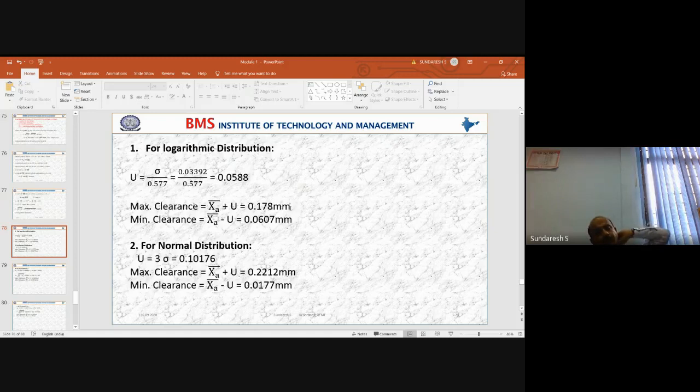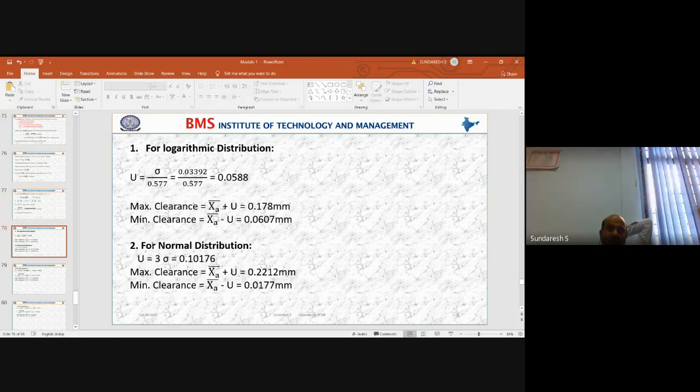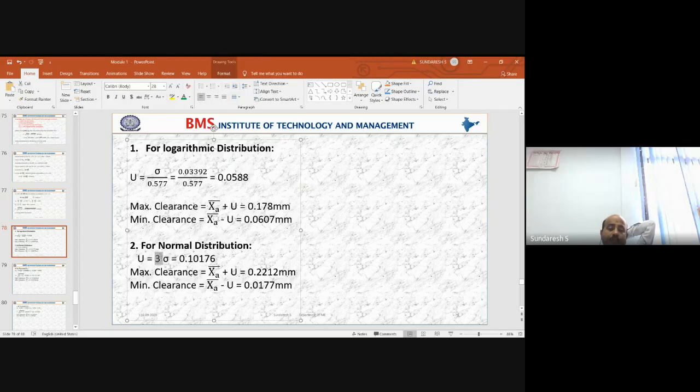Okay. Got it? Yes. Then the second one is normal distribution. In case of normal distribution, U will be equal to 3 times sigma. So substitute the value of sigma here and get the value of U. Then same thing, maximum clearance is XA bar plus U and minimum clearance is XA bar minus U. Same thing.